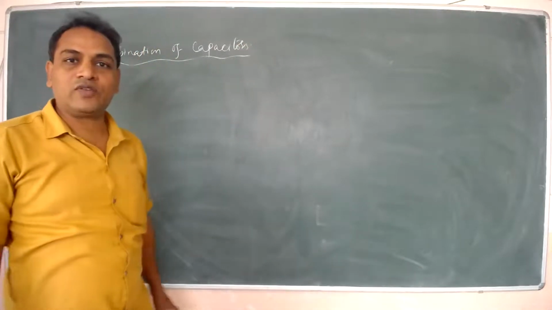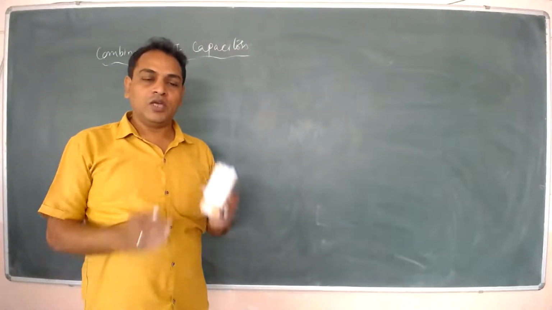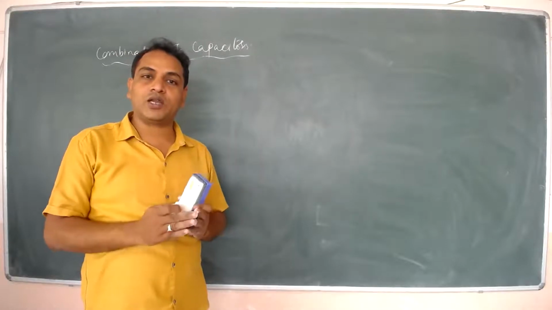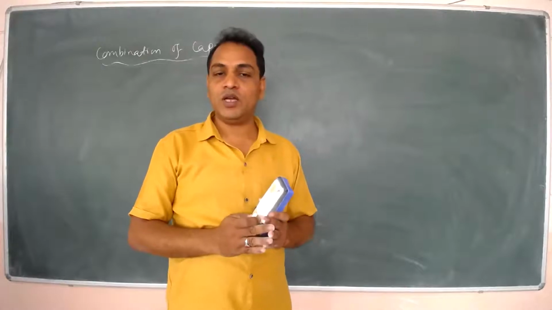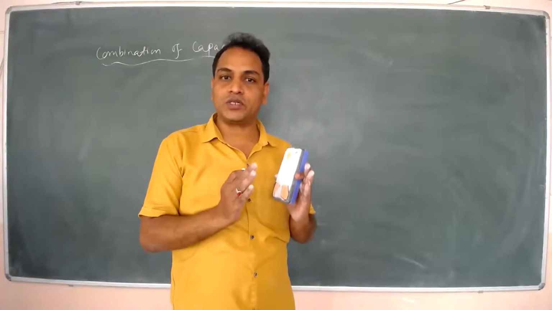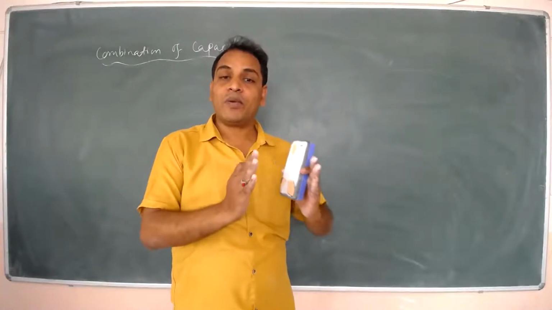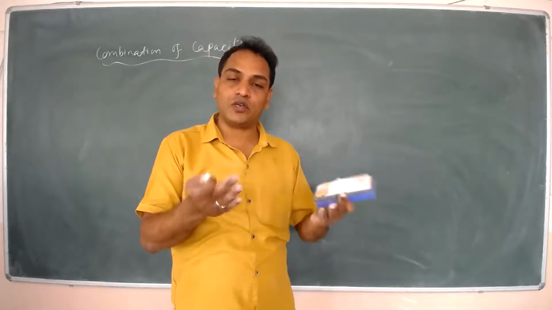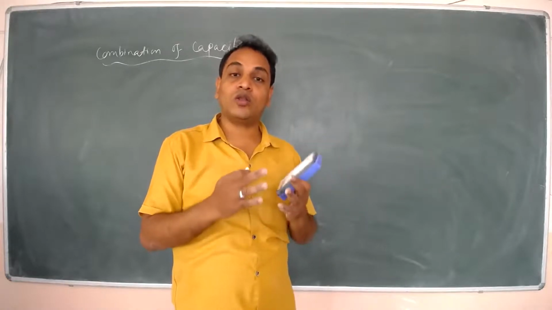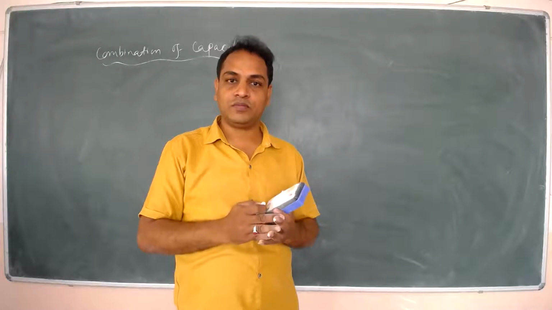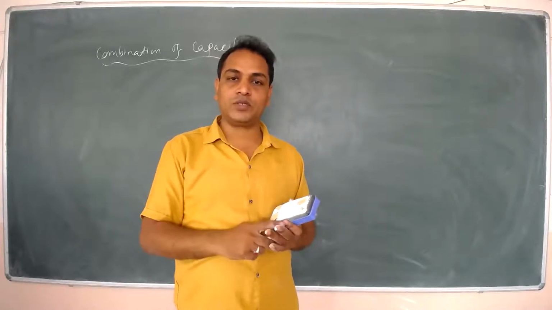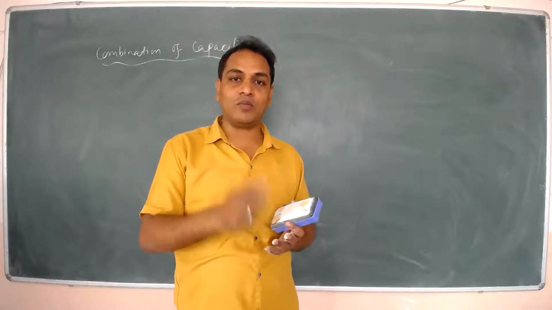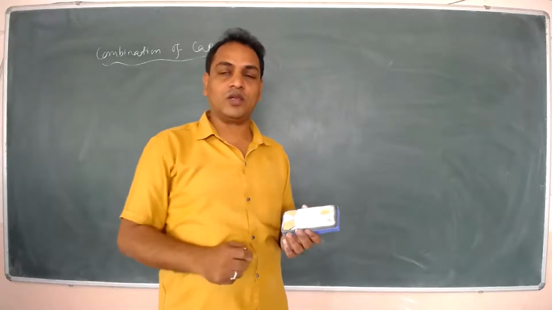Combination of capacitors. That means if two or more capacitors are combined in series, then what is the effective capacitance? Similarly, if two or more capacitors are connected in a parallel combination, then what is the effective capacitance, meaning the total or net capacitance? So there are two possibilities: one is series combination of capacitors and the second one is parallel combination of capacitors.